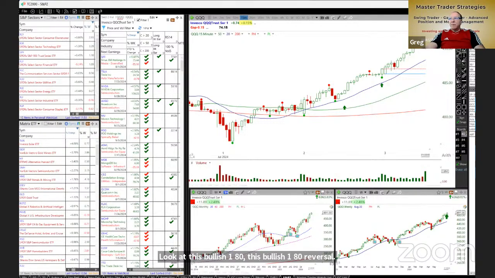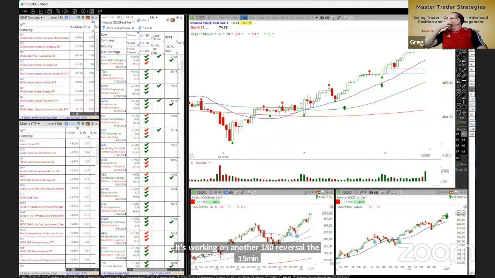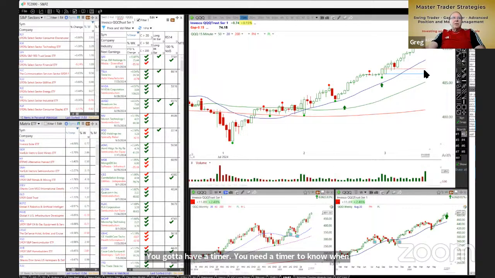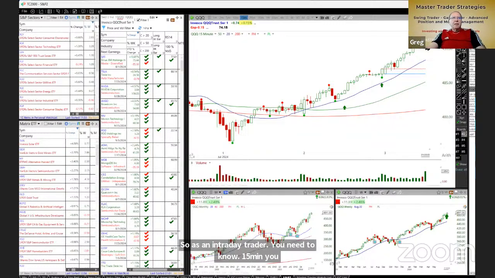The 15-minute time frame has a 15-minute up there anyway. Yeah, I do. So you've got to have a timer. You need a timer to know when the period ends. So there's 9.5 minutes to go in this 15-minute bar. So as an intraday trader, you need to know the 15-minute time. Little timers, software, most of them come with it, or you can put some kind of little add-on on there.